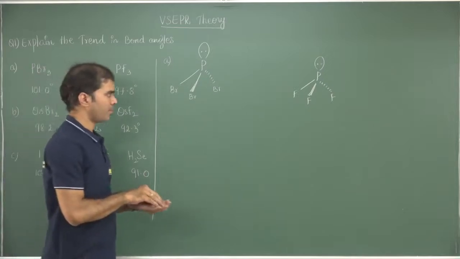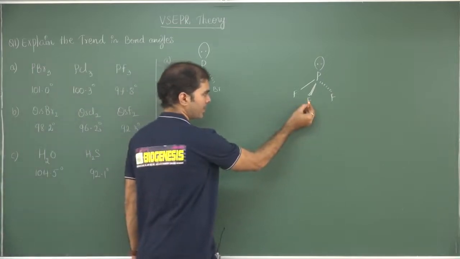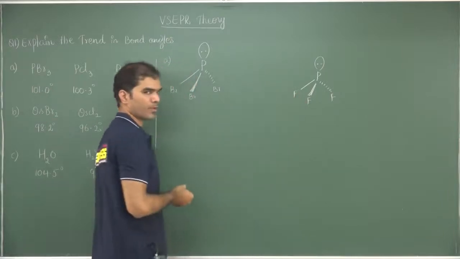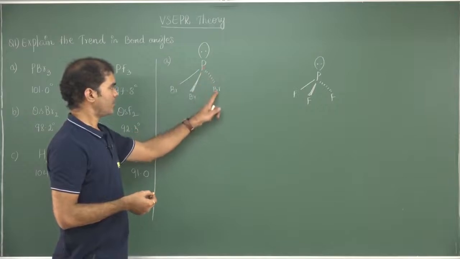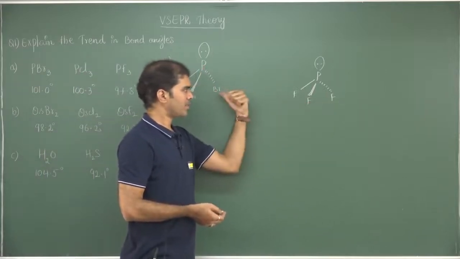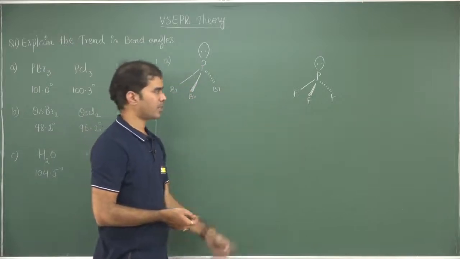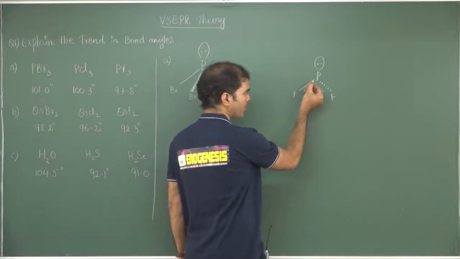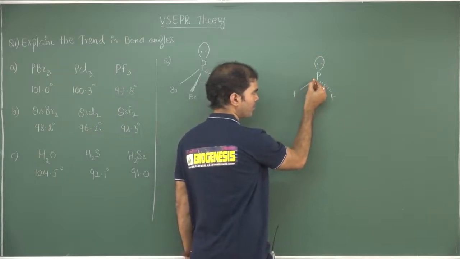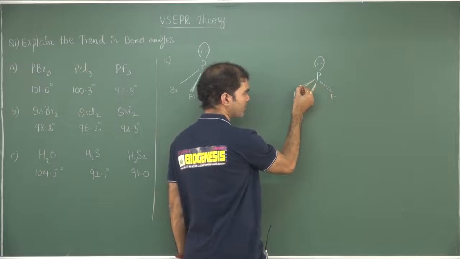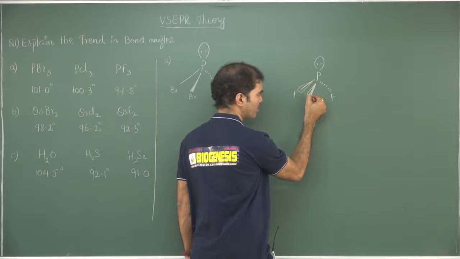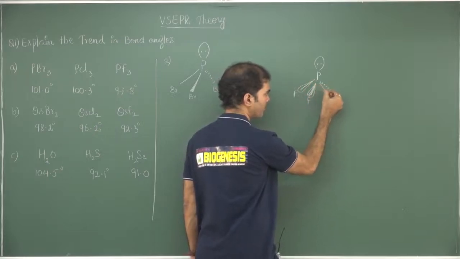What exactly is happening if we look? The electronegativity of the bonded atom has increased from bromine to fluorine. In such a case, the bond pair, which is the electron density present between the central atom and the bonded atom, will be more concentrated now towards the fluorine, because fluorine is the more electronegative atom.